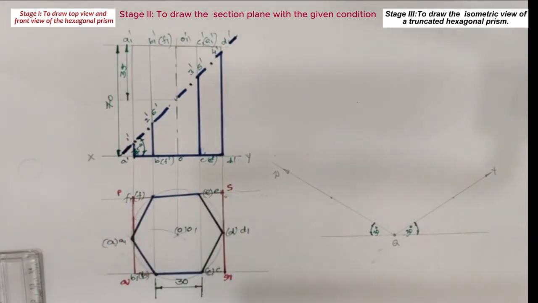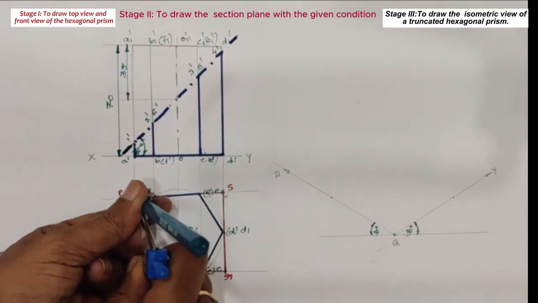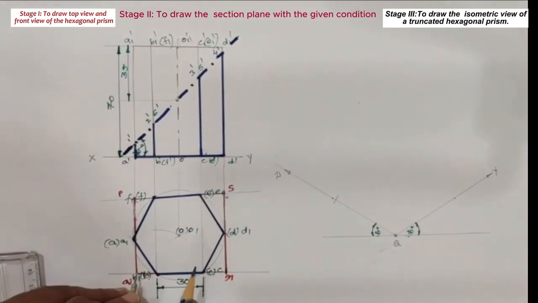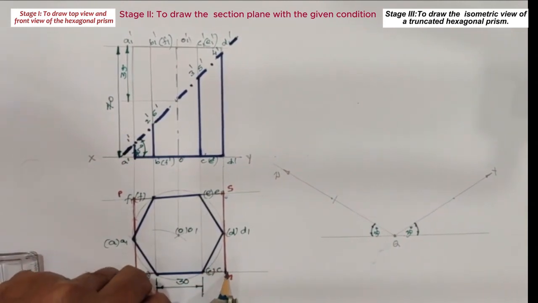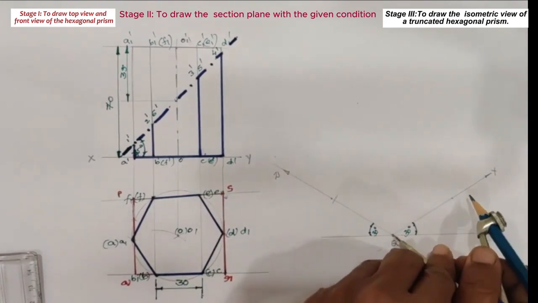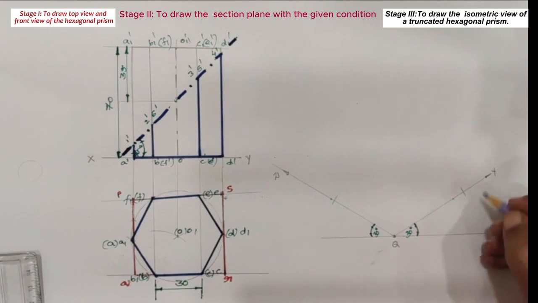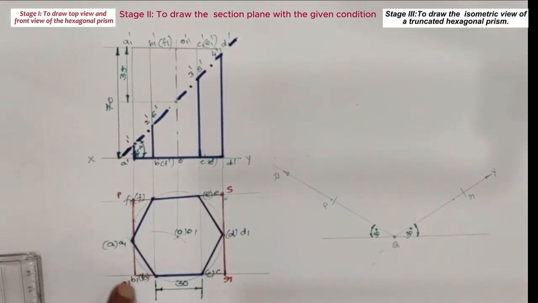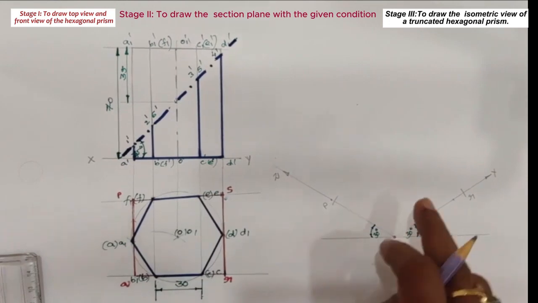Here, the base is on HP. That's why the rectangle PQRS is also on HP. That means all four sides are making an angle 30 degrees to the ground line in the isometric view. For that, take QP as radius, Q as center, draw an arc, and then QR as radius, Q as center, draw an arc, and name this point as R and this point as P. That is, we are drawing the isometric view of the rectangle PQRS.